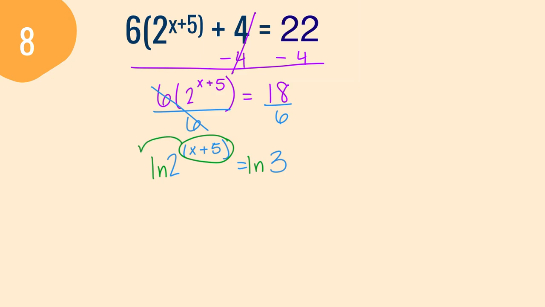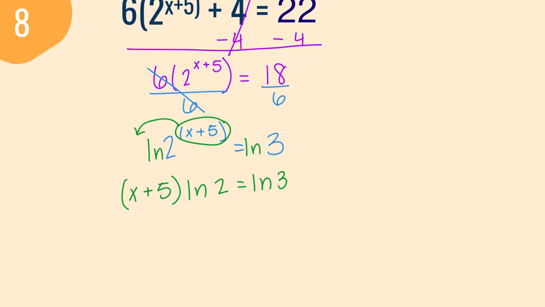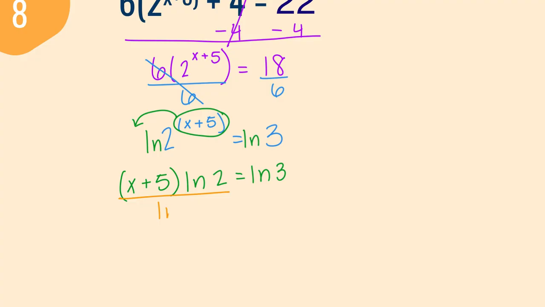Move that exponent to the front. So I'm going to have x plus 5 in parentheses times ln of 2 equals ln of 3. Next step is I'm going to divide by ln of 2 to both sides of my equal sign. So now I'm going to have x plus 5 equals ln of 3 over ln of 2. And then my last step here would be to subtract 5 from both sides.